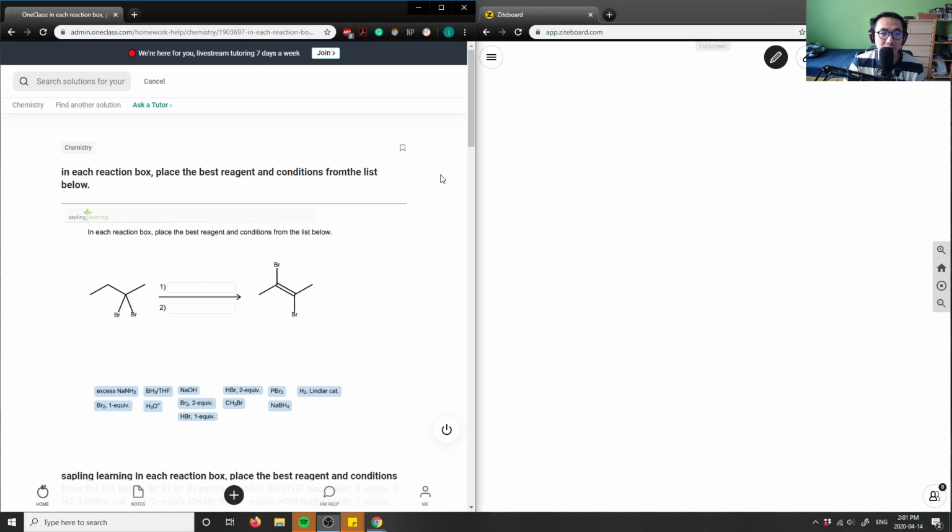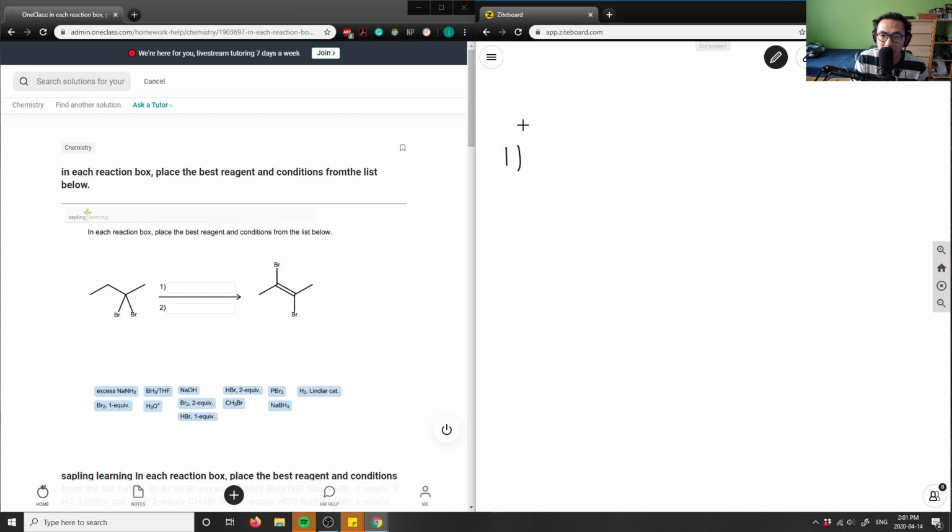Okay, my first question says, in the reaction box, place the best reagent and conditions from the list below. So I'm going to redraw this. I have a dibromide, and the IUPAC name would be 2,3-dibromobutane. So I would have Br and Br. And what I want is to react it to form an alkene with bromines on each side. So I have an alkene, and this is in a trans type of configuration, right?